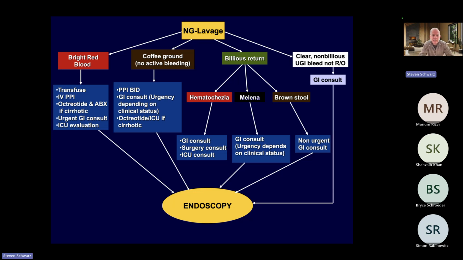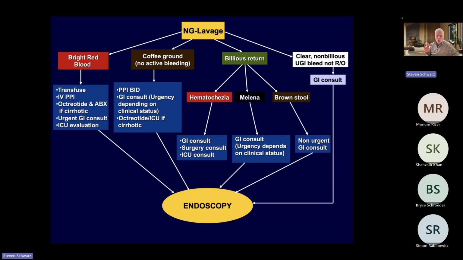So, what do we do? Well, again, when you have a history of GI bleeding and you don't know the cause and you don't know the severity, the NG lavage becomes your most important way to assess the severity of bleeding. If you get bright red blood over to the left, these are patients who you have to prepare for transfusion. You're going to start IV PPI right away. Again, if the patient is cirrhotic, then you're going to give them octreotide plus antibiotics, all right? The ED is going to get an urgent GI consult, and that patient goes to the ICU.